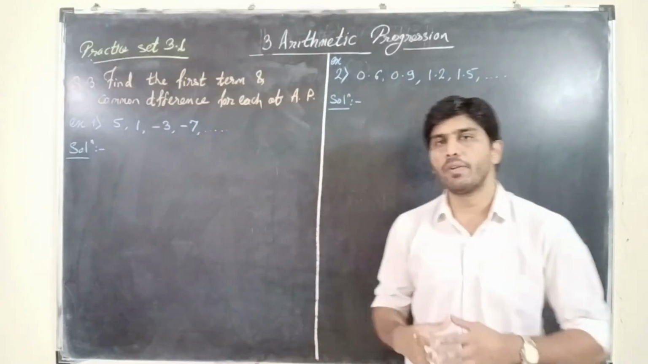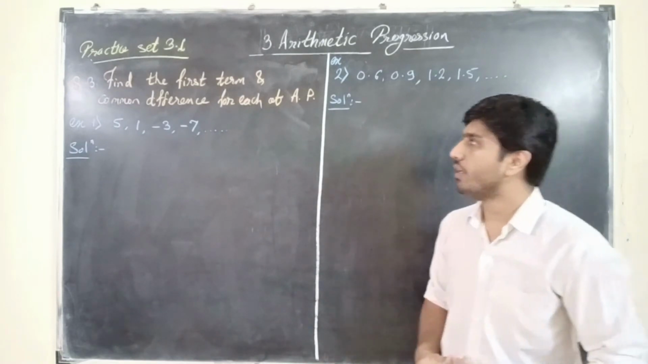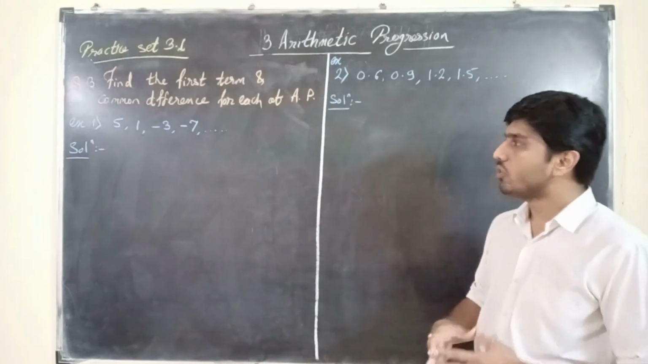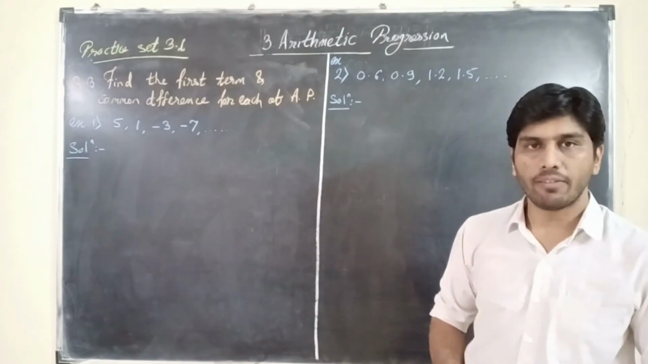Now we will solve third question from practice set 3.1. Question is find the first term and common difference for each of arithmetic progression. So we will start with first example.